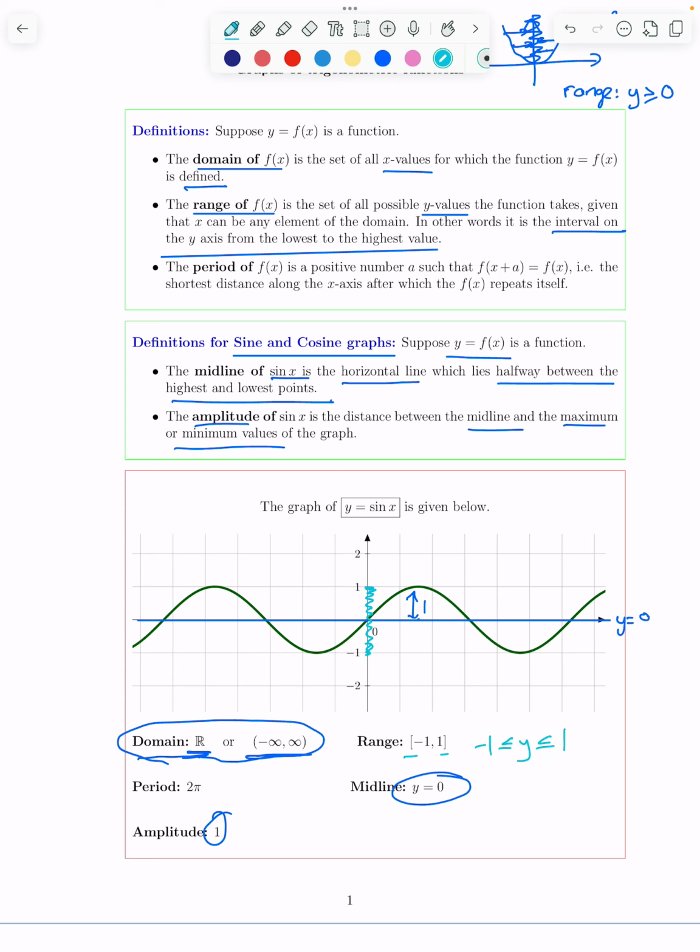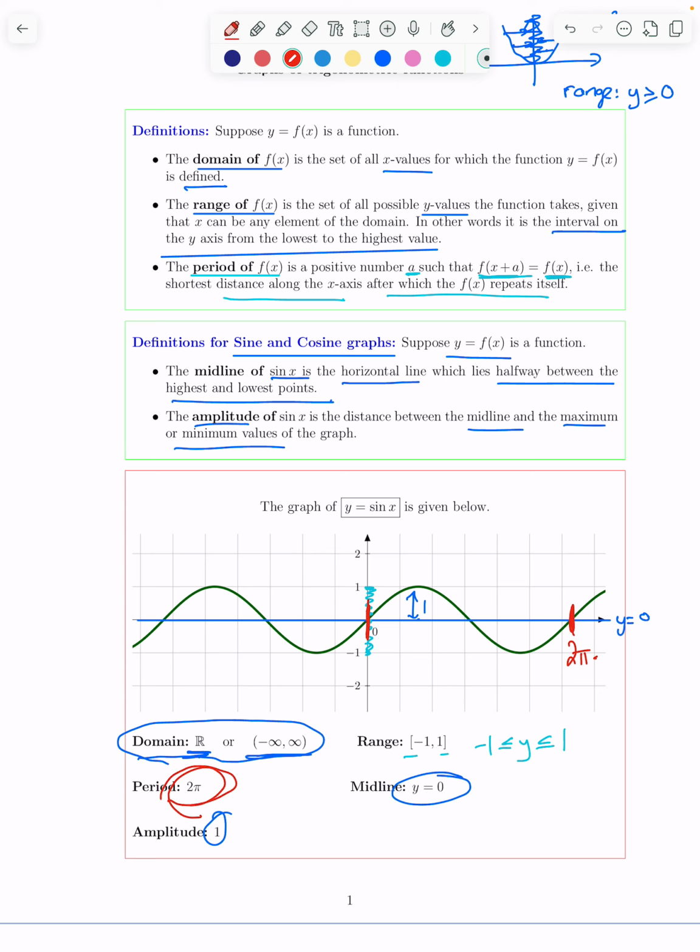So these square brackets mean that y is greater than or equal to minus 1 and less than or equal to 1. And then the period of a function f of x is a positive number a such that f of x plus a is equal to f of x. In other words, it's the shortest distance along the x-axis after which the function begins to repeat itself. So you have a whole wave of sine between 0 and 2 pi, and then the wave just continues on to infinity. So the period is 2 pi.